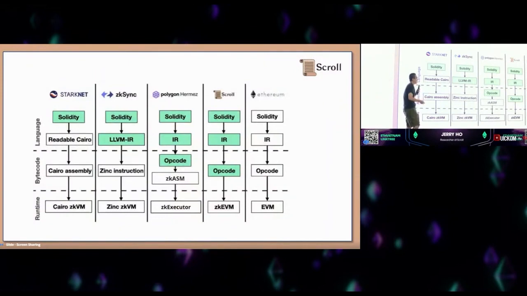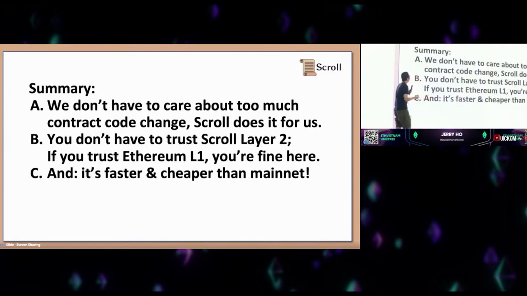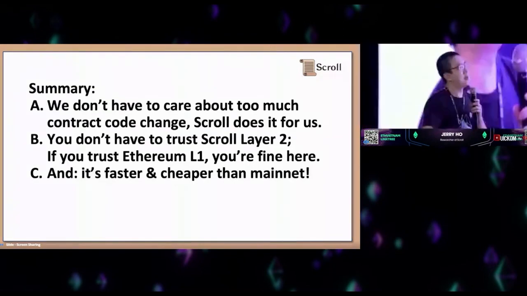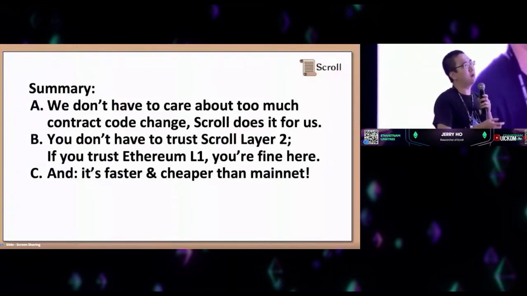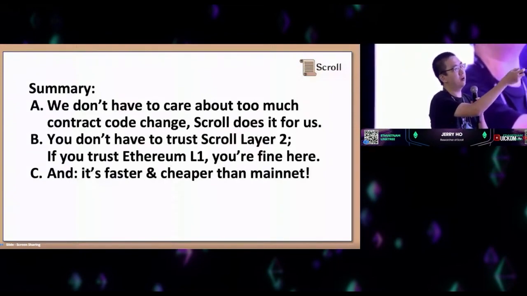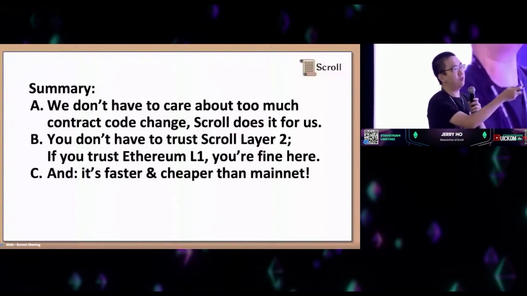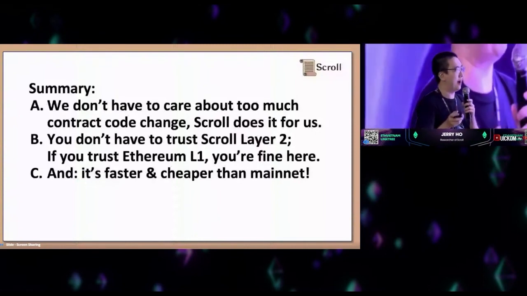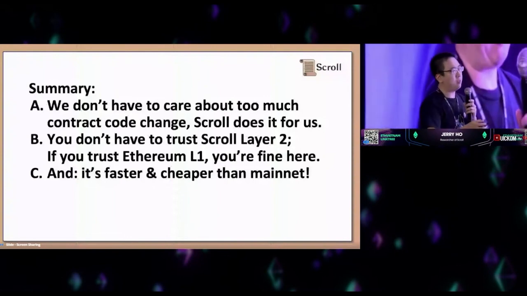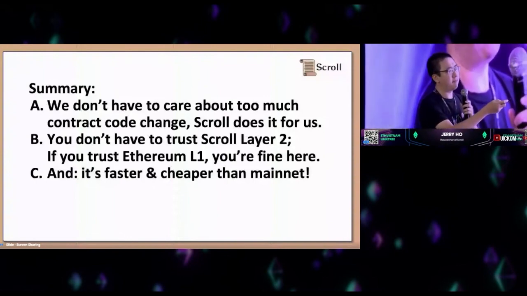So yeah, people have the right to choose, and with so many EVM equivalent solutions available, we get to have a more robust ecosystem. To summarize a little bit, the cost to layer 2, to zk rollup, to EVM equivalent: when we are regular developers, we don't care too much about contract code changes. Squirrel does it for us. And second, you don't have to trust us. You just trust Ethereum L1. And third, by doing things in L2, it's faster and cheaper than mainnet.